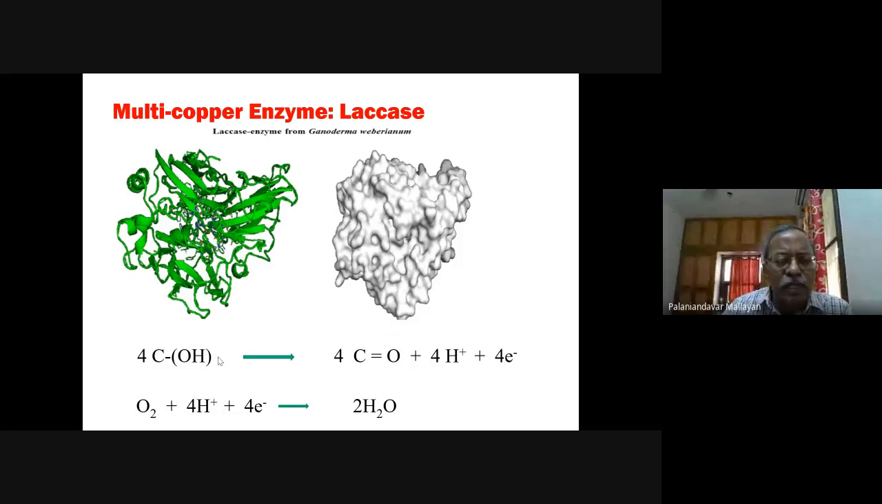I think I have not indicated this here. With this removal of hydrogen, you get this. So this O2 is now used to abstract these 4 electrons and convert it into water, the reverse of the oxygen evolving complex reaction. These conversions are very complex, and this is a multi-copper enzyme, for all 3 types of active sites are present here.